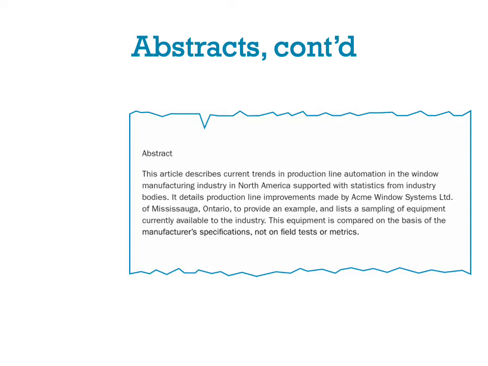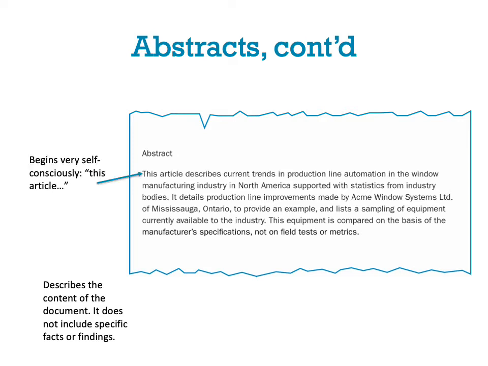So here's an example. This talks about the content of the documents, doesn't include specific facts or findings. This article describes current trends, so on and so forth. And oftentimes there are keywords at the end. Keep in mind too, your abstract, again, is not very long. It is roughly about a paragraph.